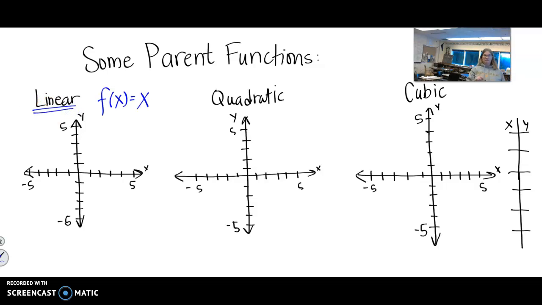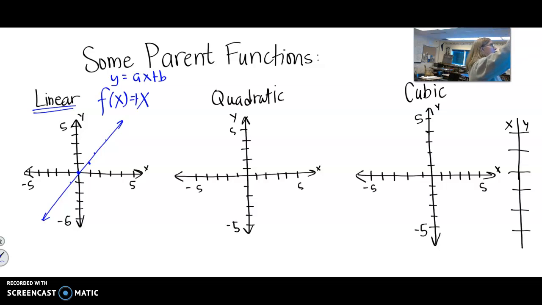Remember, linear functions, when you graph them, are going to be lines. And if you think of our slope-intercept form, there's no b value, so the y-intercept is 0, and the slope is whatever is in front of x, which if there's nothing there, is a 1. So my slope is 1, so I'm going to go up 1 over 1, up 1 over 1. Same thing in the other direction. And that is your basic parent function for linear functions.